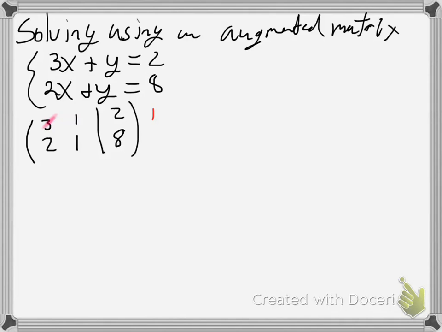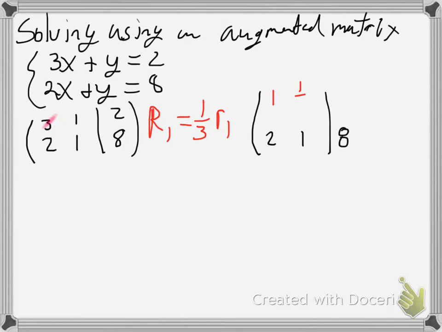So we're going to multiply row 1 by a third. Row 1 is going to be equal to a third of row 1. It's the same thing as dividing by 3. Bottom row is unchanged. Top row is 1, 1/3 and 2/3. Okay, so I got what I want there.